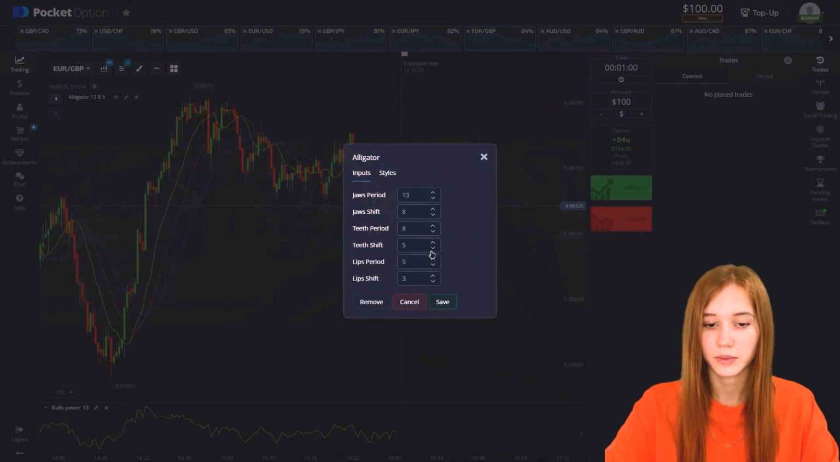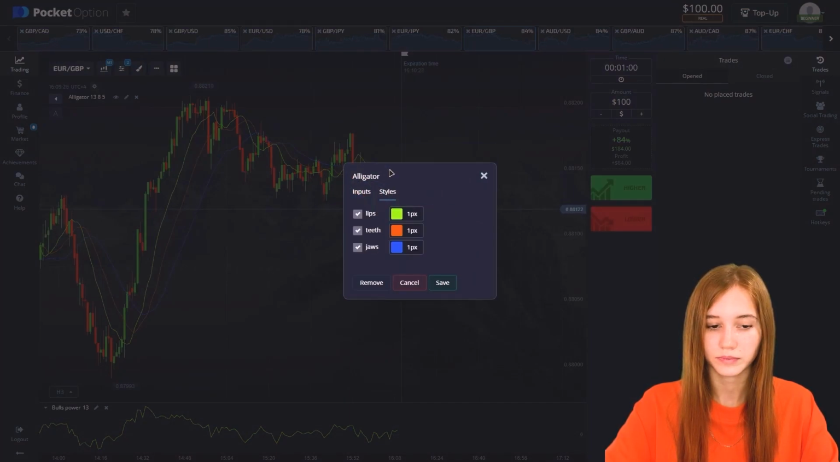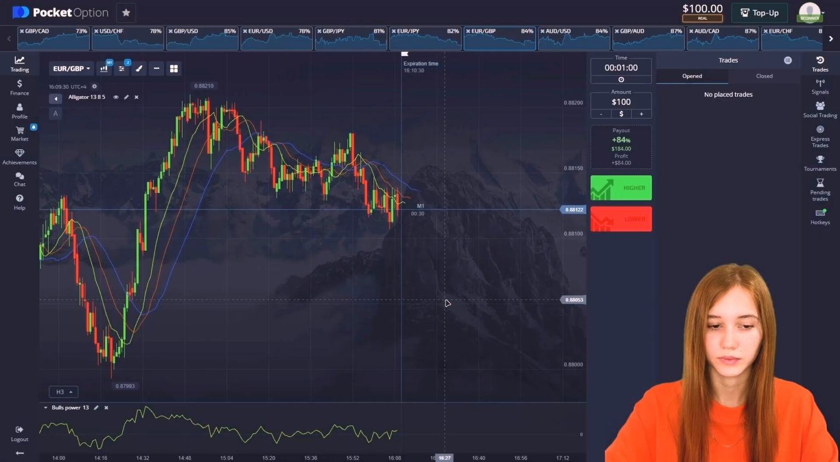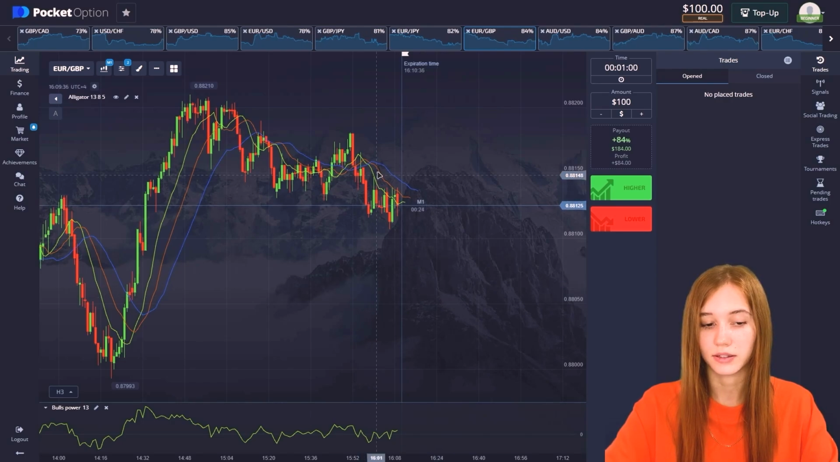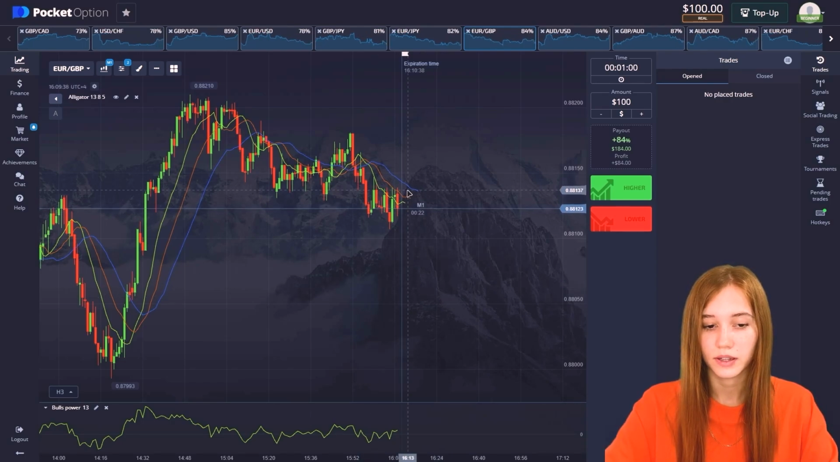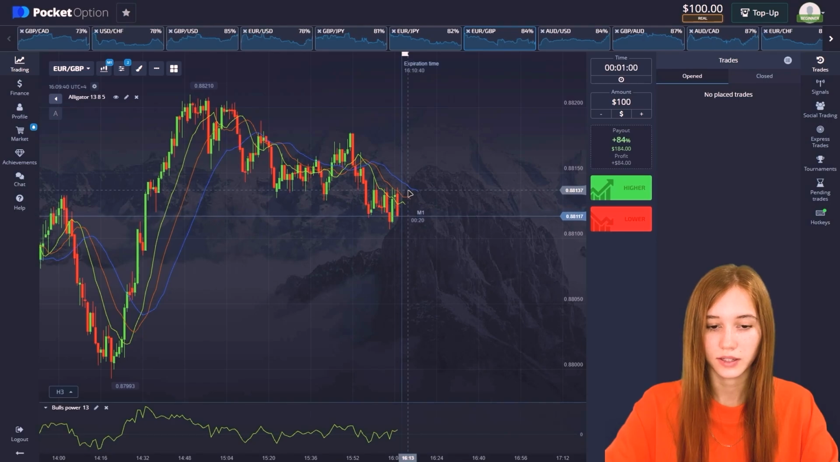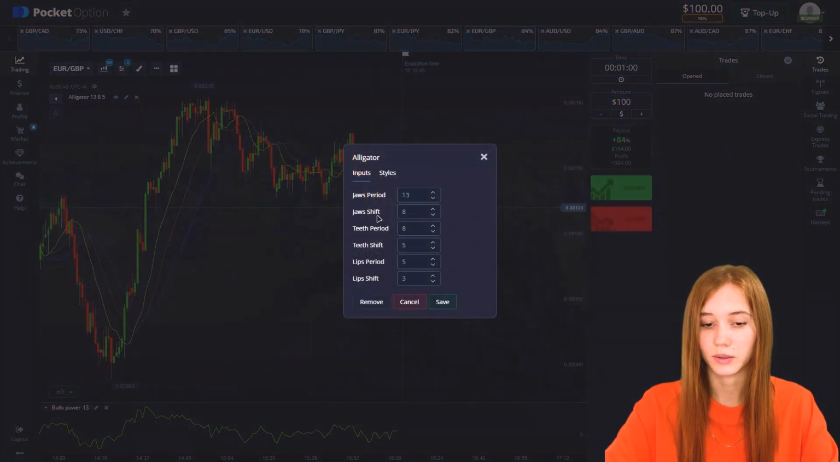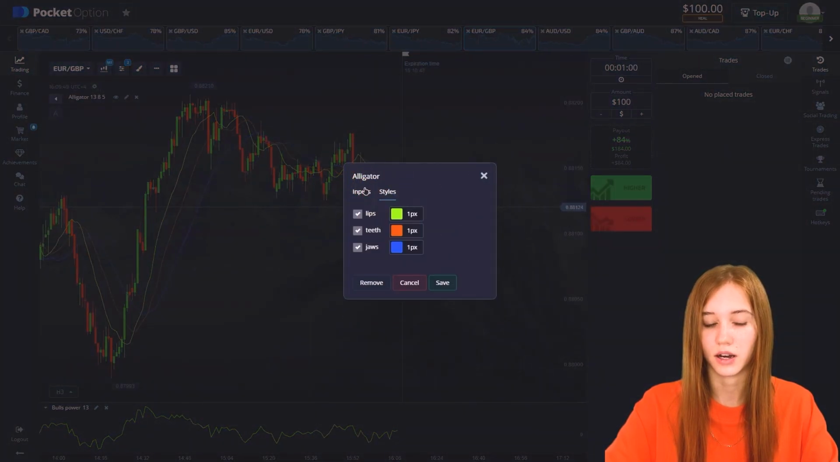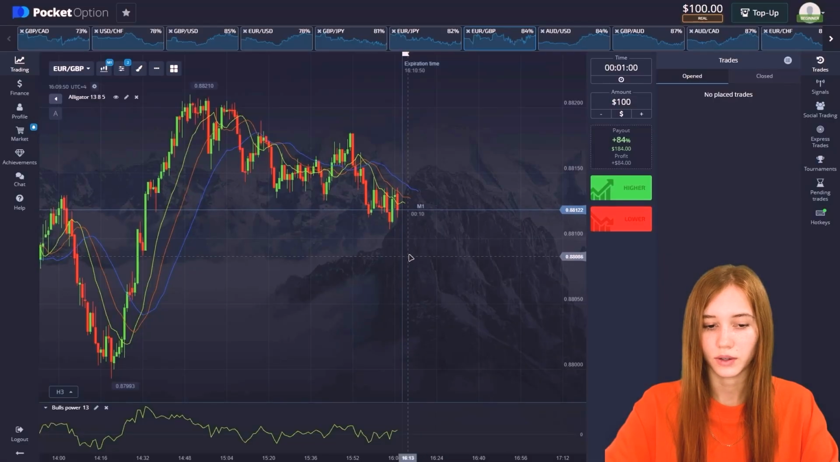Here are the settings, so you can copy. If you see that the moving average is directed downward and the blue line is on the top, for example, like this, then a downward trend has formed. If the green line, or the lips of the alligator, the moving average, is directed upwards, then you have a bullish trend.